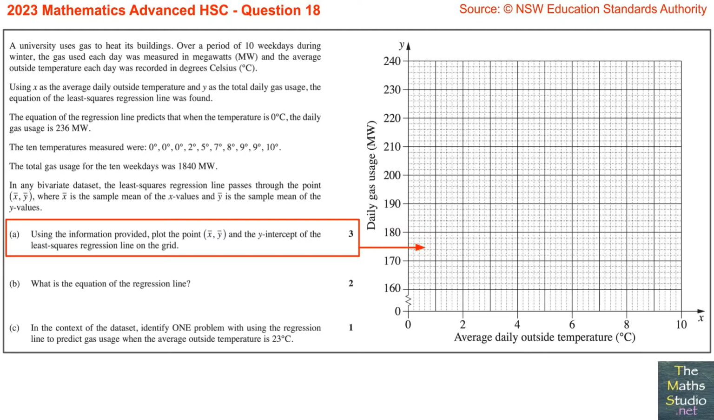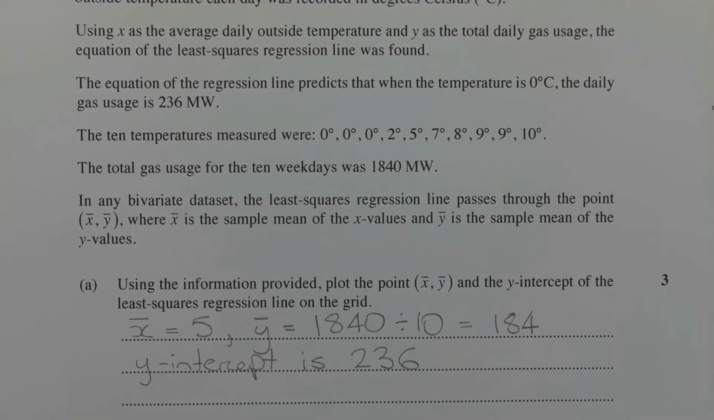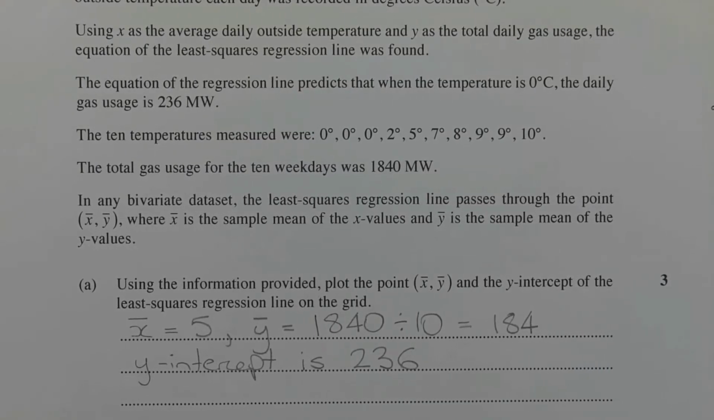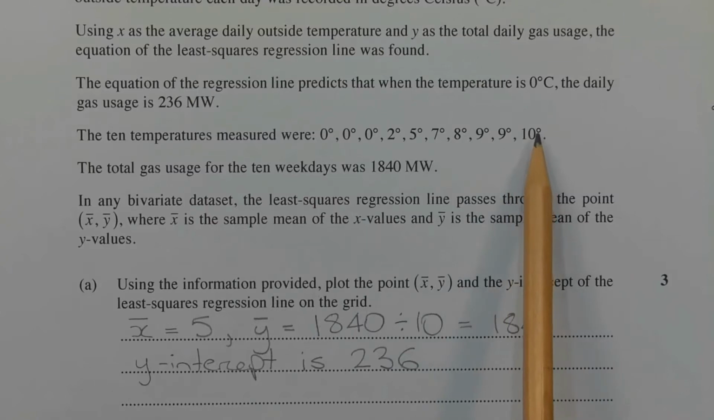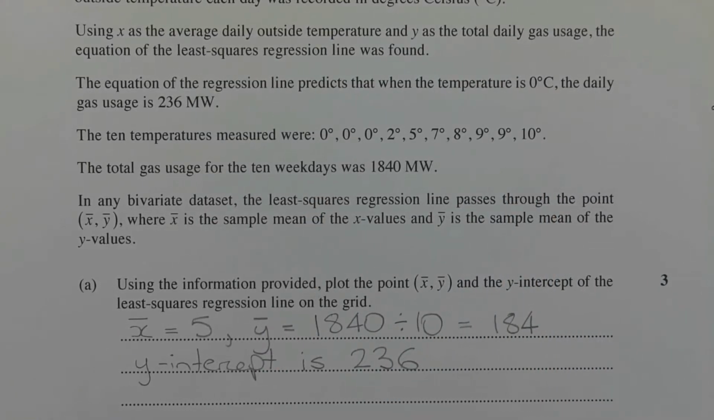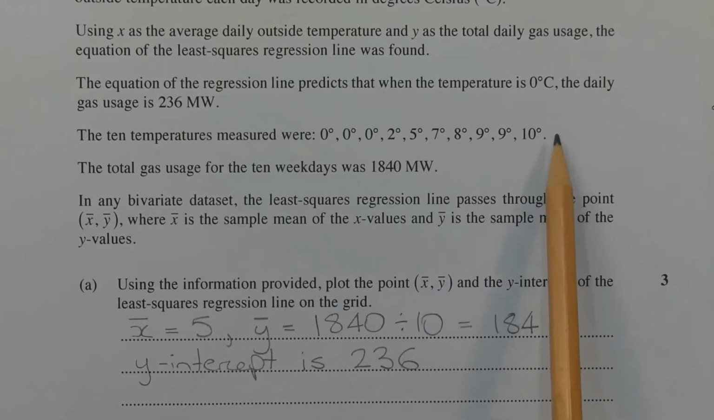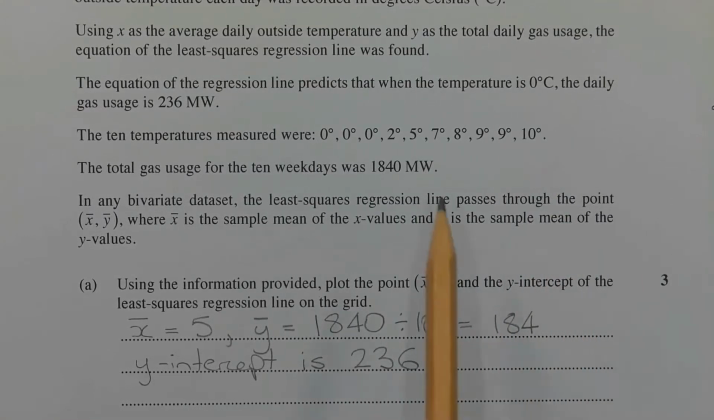Part A. Using the information provided, plot the point (x̄, ȳ) and the y-intercept of the least squares regression line on the grid. The first thing I found was the value of x̄, which represents the average of the 10 temperatures recorded. Either use the stat mode on your calculator or just add the 10 values together and divide by the number of values, which is 10. Adding these values together, we get 50. Dividing 50 by 10, we get 5. So x̄ is equal to 5.